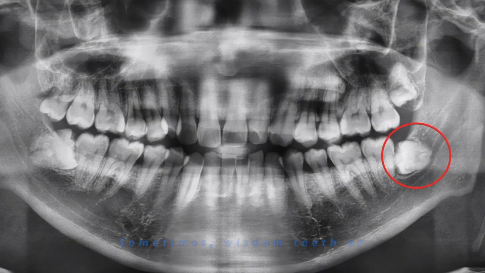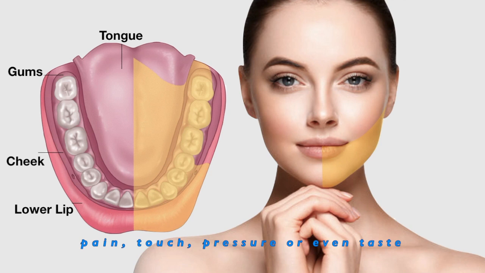Sometimes, wisdom teeth or other dental diseases come very close to the nerve and can cause potential nerve damage, which means reduced or no sensation of pain, touch, pressure, or even taste from that side of the lower jaw, lower teeth, chin, lower lip, and tongue.